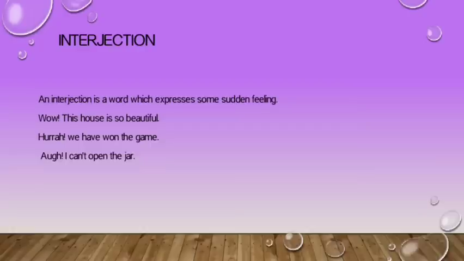Like I'm saying, oh, I can't open the jar. Like I'm trying to open a jar of cookies and I can't open it. So I say, oh, I can't open it. So it shows anger and frustration.